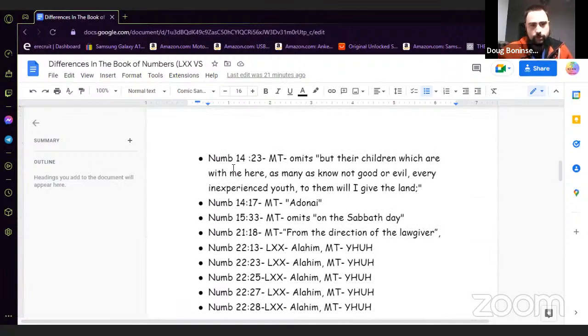Numbers chapter 14, verse 23, the Masoretic text omits, "but their children which are with me here, as many as know not good or evil, every inexperienced youth, to them will I give the land." Now, that's a huge paragraph to be missing. Whoa, okay. So let's go to Numbers 14, verse 23.